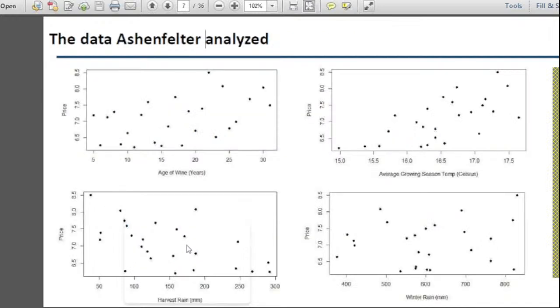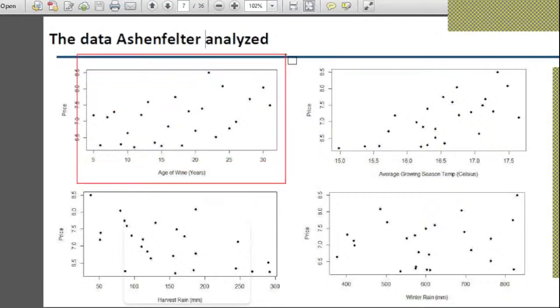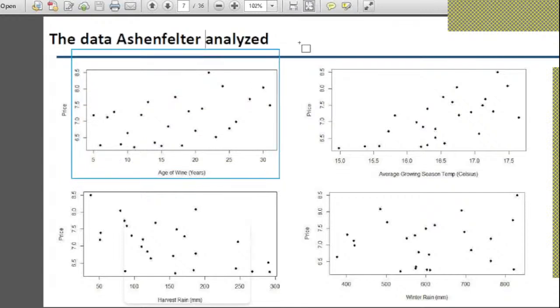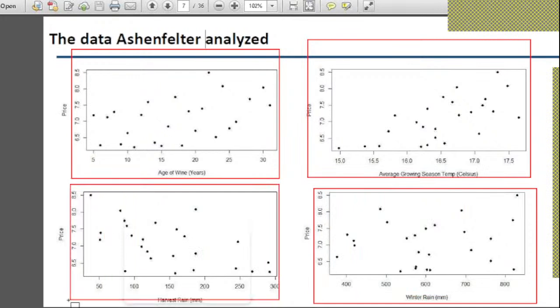Now, this is the data he analyzed. What he did was, for price, he put all the independent variables with price individually: age of wine, average growing season temperature, winter rain, and harvest rain. When the barley was harvested, when there was winter, when they were grown in winter, what was the rain, right? So this is the data that he observed, right?